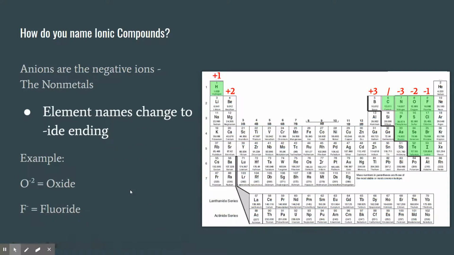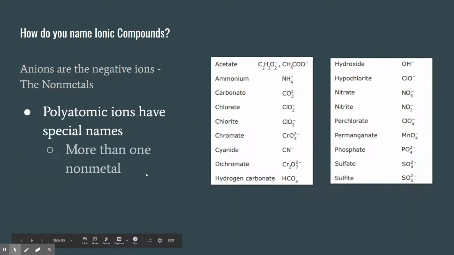Now, nonmetals are also fairly simple, but nonmetals on the periodic table are just going to end in -ide. So oxygen becomes oxide, fluorine becomes fluoride. Now, if I see more than one nonmetal, this is what we call a polyatomic ion. And these have their own special names.